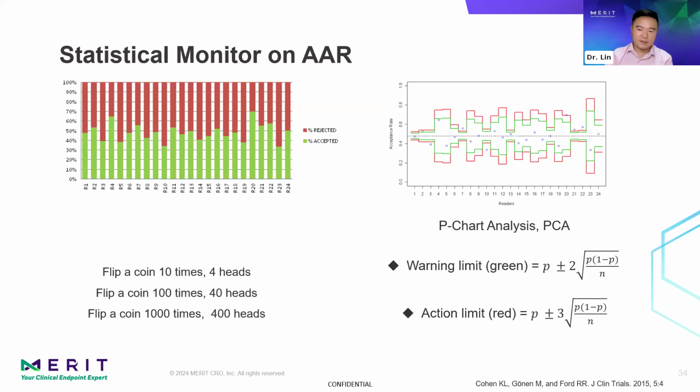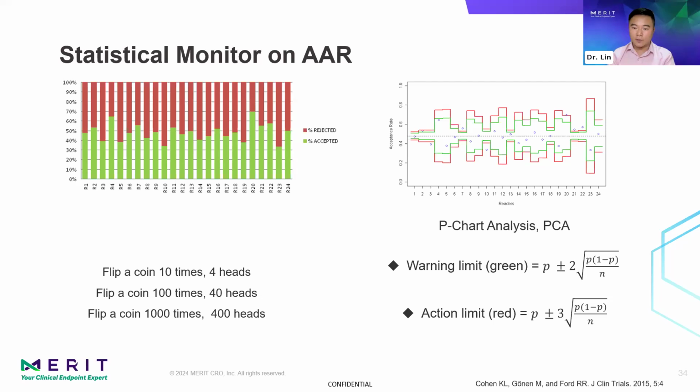And how should we understand this P-chart analysis, PCA? We use the adjudication acceptance rate, AAR, to assess whether a reader has potential systemic bias. And if there is a significant deviation from 50%, it's similar to flipping a coin. If we flip a coin 10 times and get 4 heads, can we confidently say that the coin is unbalanced? Well, probably not, because we recognize that this could be a random error due to the small sample size.